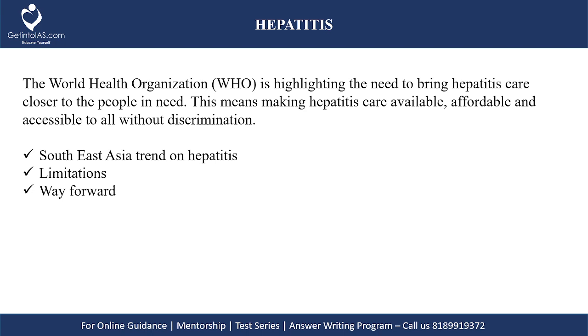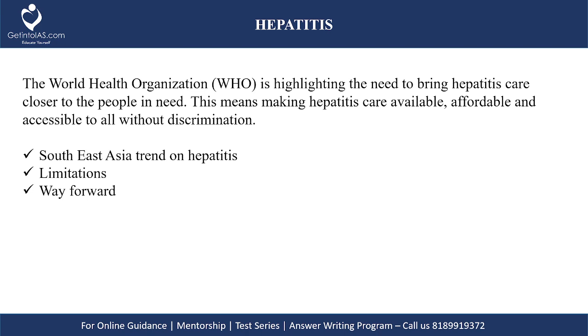So the WHO has highlighted the need to bring the care closer to the people in need. Also, we have to eliminate viral hepatitis as a public health threat by 2030. It is actually a global target. This elimination would translate to a 90% reduction in incidence and a 65% reduction in mortality by 2030 compared to 2015 levels. When we talk about Southeast Asia, 20% of global mortality comes under hepatitis disease.